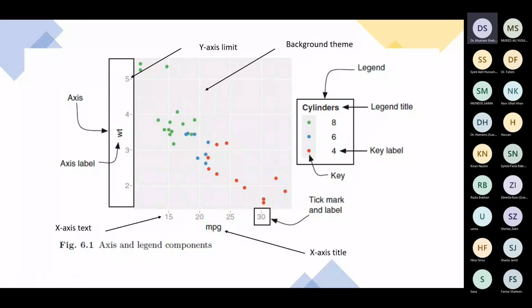When you have legends and then x-axis components, you have two-factor data. MPG has 15, 20, 25, and 30, so it has four levels, and you also have the cylinder factor, which has three levels: 8, 6, and 4. So this is two-factor data. Does anybody have any confusion with it?